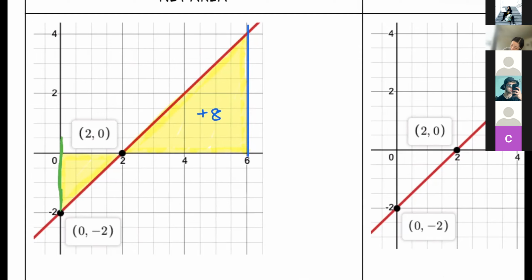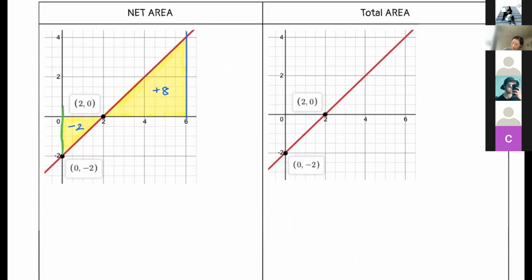And if we find the area of that little yellow triangle, we might notice there's 1/2 times 2 times 2, which will give us 2. However, since this one is below the x-axis, we'll call that a negative 2, okay? And so if we find the net area, okay, so net area would just be negative 2 plus 8. Like we just add them together, okay? And we get 6.